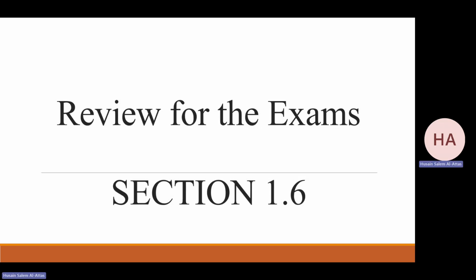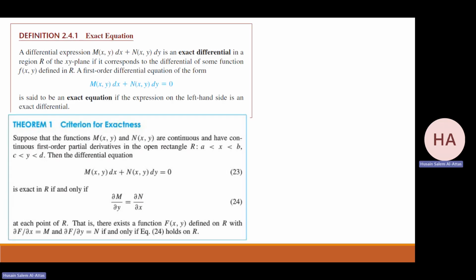Now we'll try to explain section 1.6, which has many different methods to solve the differential equation. I will start with the exact method, not like the box, but it's okay. I mean, actually, each method you can deal with it easily.